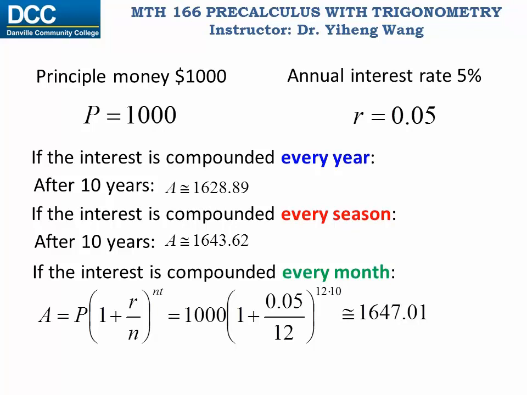So at this point, you probably notice the more frequently your interest is being compounded, the higher balance you will have by the end of a fixed amount of time. So what if your interest is compounded every day or every hour, every minute, every second? What if your interest is being compounded an infinite number of times per year? What if n approaches infinity?